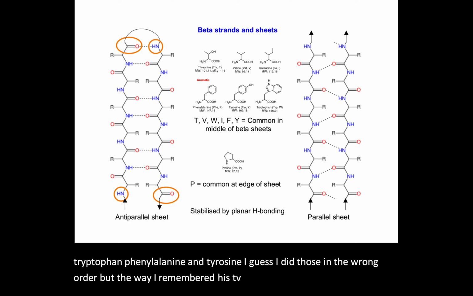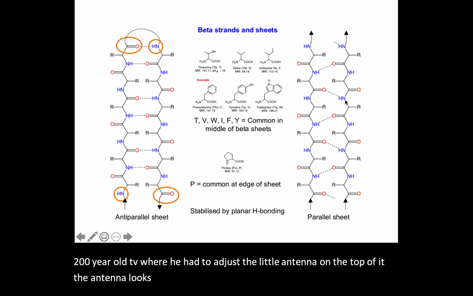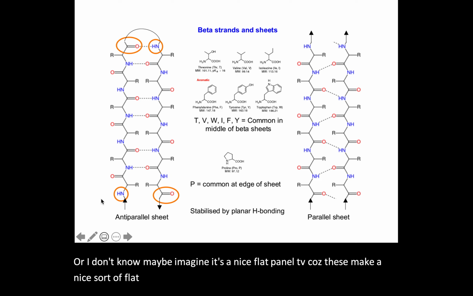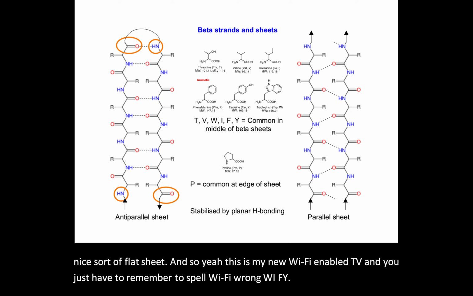So I imagine a 200-year-old TV where you had to adjust the little antenna on the top of it, and the antenna looks like a little sheet. Or maybe imagine it's a nice flat panel TV, because these make a nice flat sheet. This is my new Wi-Fi enabled TV, and you just have to remember to spell Wi-Fi wrong, W-I-F-Y. Remember it however you like.